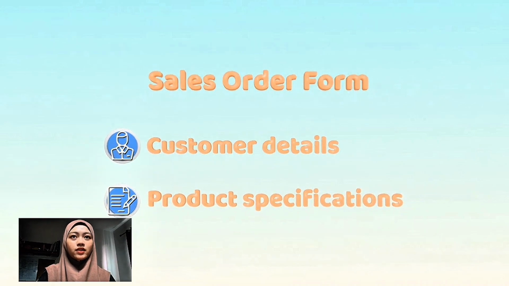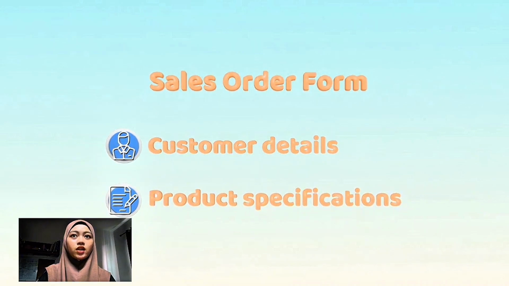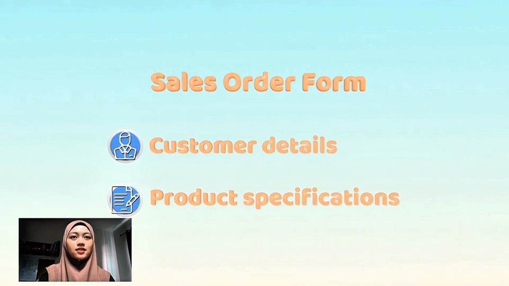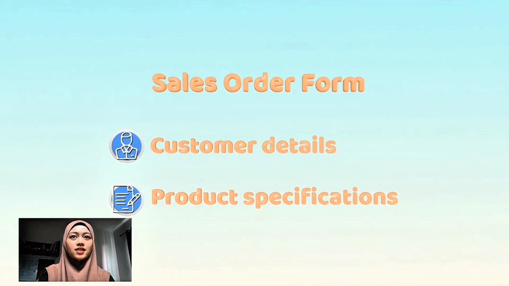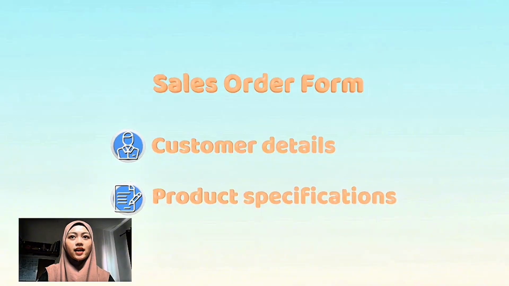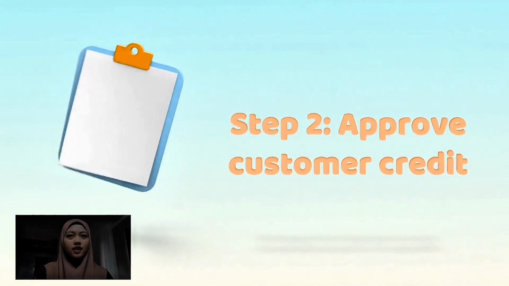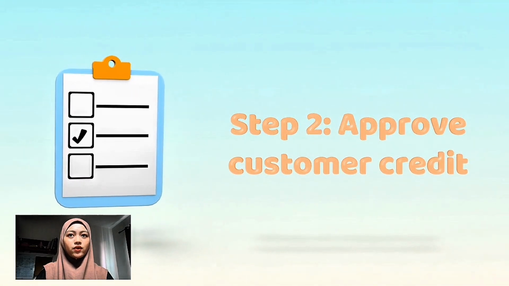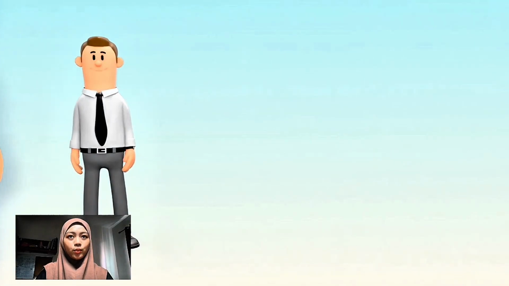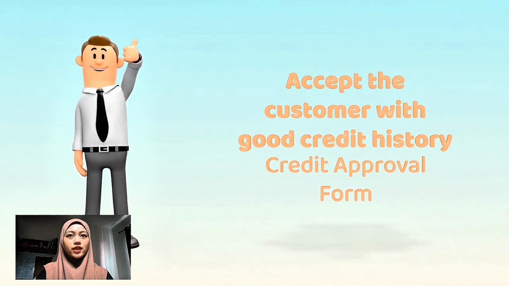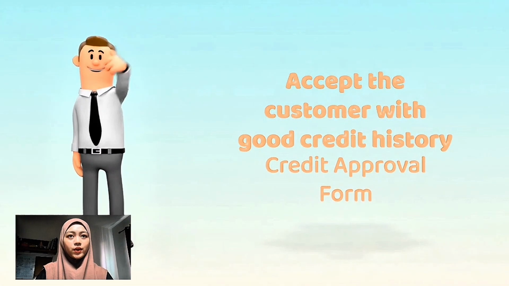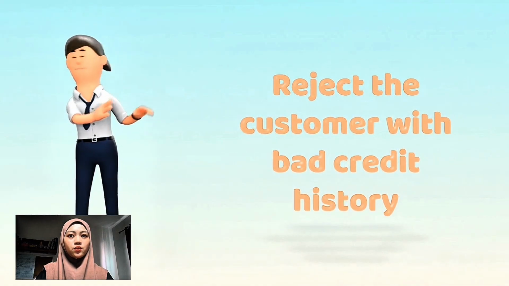The sales department receives orders from the customers and records important information about the customer's details such as name and address, and the product details including the item and the quantities. Second step is to check the customer's credit by viewing the past history and ability to pay. Approve only customers with good credit history, and the credit approval form must be generated afterwards. Reject the customer with bad history.